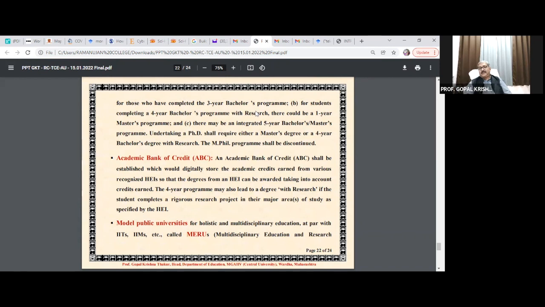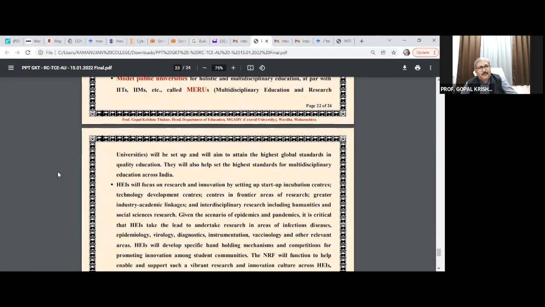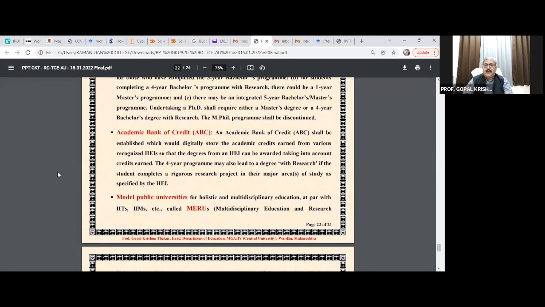And for that, a 3 or 4 year bachelor degree program, and a 1 or 2 year master degree program will have all these facilities. This national education policy document, in order to assist in implementing this conceptualized scheme, has come up with another unique idea: the Academic Bank of Credits, ABC. This is a sort of virtual bank where all the academic credits earned by students of various recognized higher education institutions will be stored, so that after completing a particular year or period, their credits will be stored in that digital academic bank of credits.